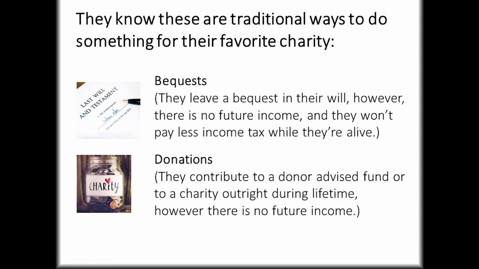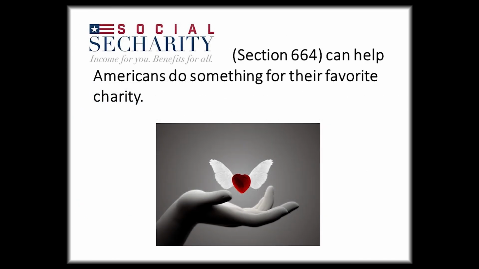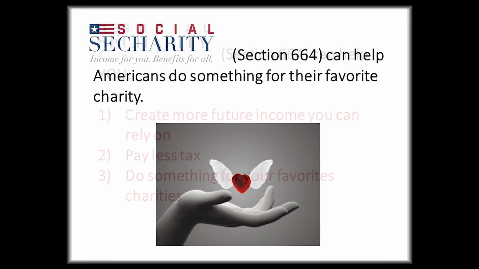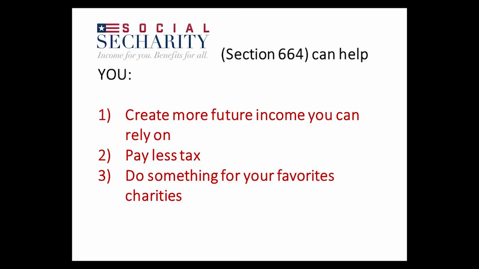So these are traditional ways to do something for your favorite charity, but there's also another way, and that is using Social SeCHARITY and Section 664. They can help Americans do something for their favorite charity while also doing the other things that we discussed. Create more future income that you can rely on, pay less tax, and ultimately do something for your favorite charities.